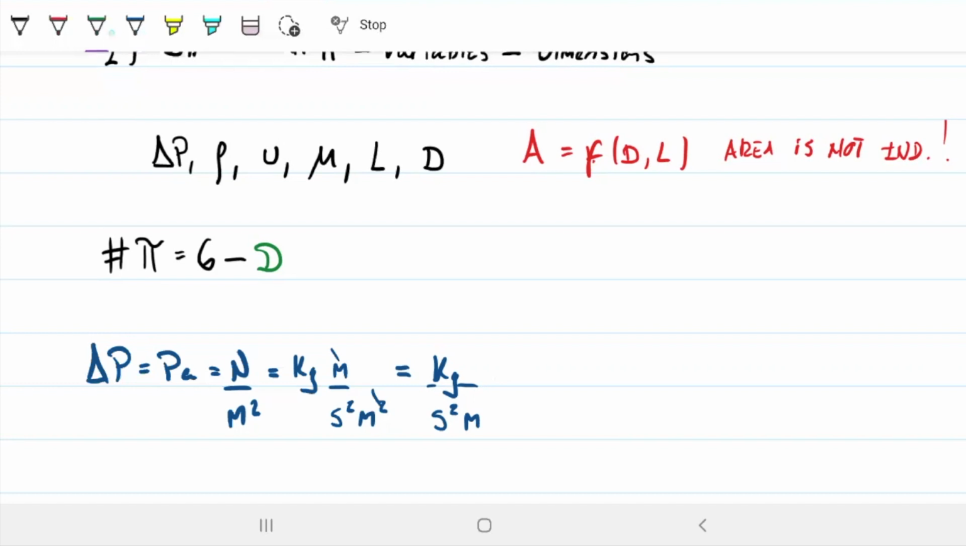But if we're breaking down into dimensions, the dimensions that we have here are mass, M for mass, then we have time squared, and I'll put T, I'll tell you why in a second, and then m is meters, and that is length, right? So it'll be mass over time squared over length. Those are the dimensions that we have in the pressure drop.